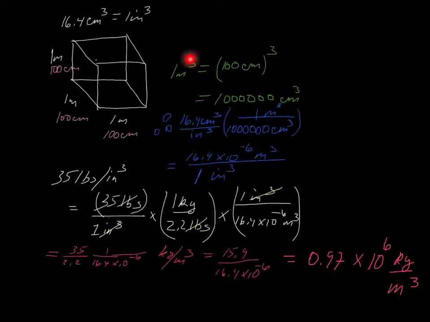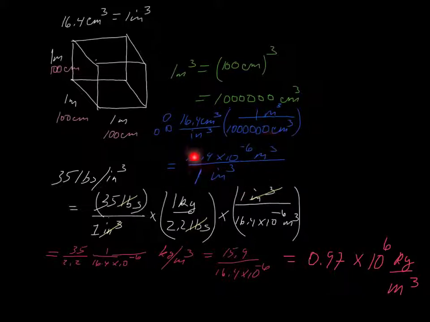Now some of you may remember that. So if you ever run across a problem like this, you'll be able to multiply by 1 quite easily. So we had 16.4 centimeters cubed per inch cubed. Now we want to get rid of the centimeters, and we want meters per inch cubed. Okay, here's meters per inch cubed. These will cancel.